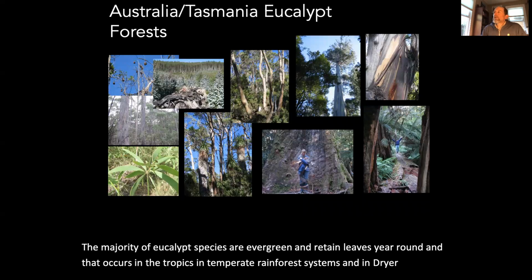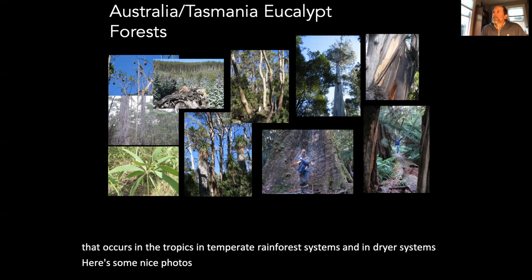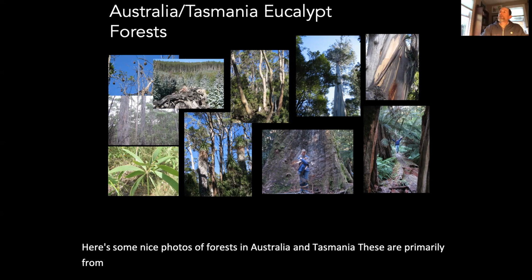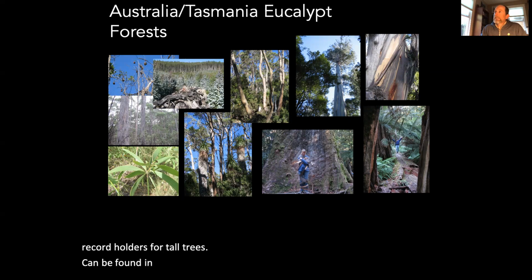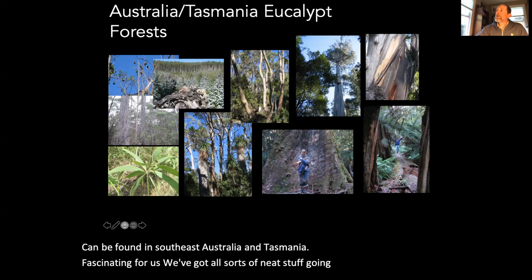Here's some nice photos of forests in Australia and Tasmania. These are primarily from southeastern Australia, where the temperate rainforests are more dominant, and Tasmania, which is known for its really tall trees. Some of the record holders for tall trees can be found in Southeast Australia and Tasmania. And, yeah, so fascinating forests. We've got all sorts of neat stuff going on in these photos, including large fruit bats here.